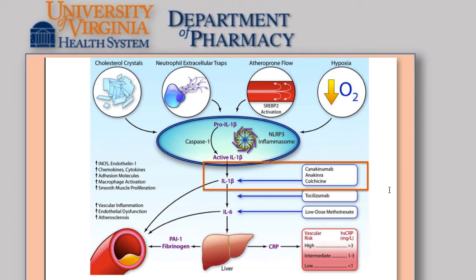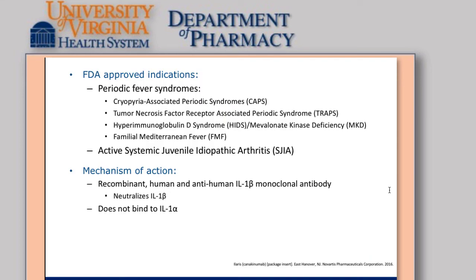So first we'll talk about canakinumab and colchicine. Canakinumab is FDA approved for periodic fever syndromes and active systemic juvenile idiopathic arthritis. You'll notice that all of these diseases here are inflammatory diseases. And you may have heard of familial Mediterranean fever, not quite remember what it is, but you may remember that another drug is indicated for this.